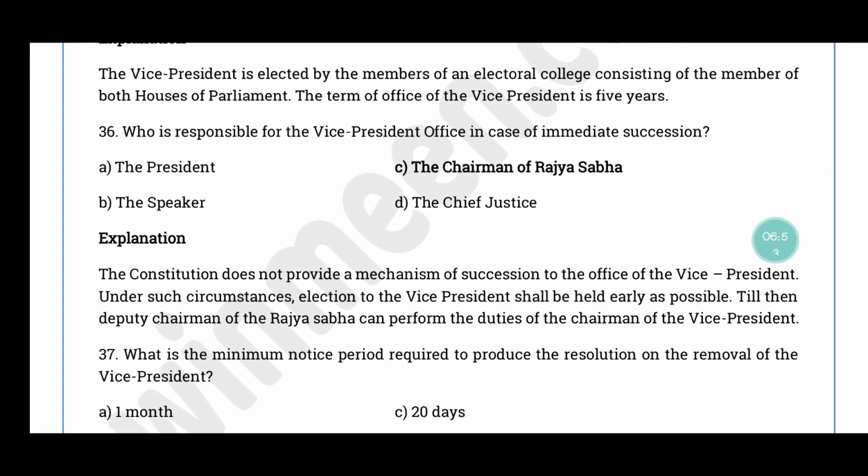Question number 36. Who is responsible for the vice president office in case of immediate succession? The correct answer is option C, the chairman of Rajya Sabha. Constitution எந்த ஒரு விதமான மெக்கானிசமும் succession, immediate succession to vice presidentக்கு ப்ரொவைட் பண்ணலை. ஆனால் if suppose such circumstances arise, the election of the vice president shall be held early as possible. எவ்வளோ சீக்கிரம் அந்த எலெக்ஷன் கண்டக்ட் பண்ண முடியுமோ கண்டக்ட் பண்ணலாம். அது வரைக்கும் the deputy chairman of Rajya Sabha will perform the duties of chairman of vice president.